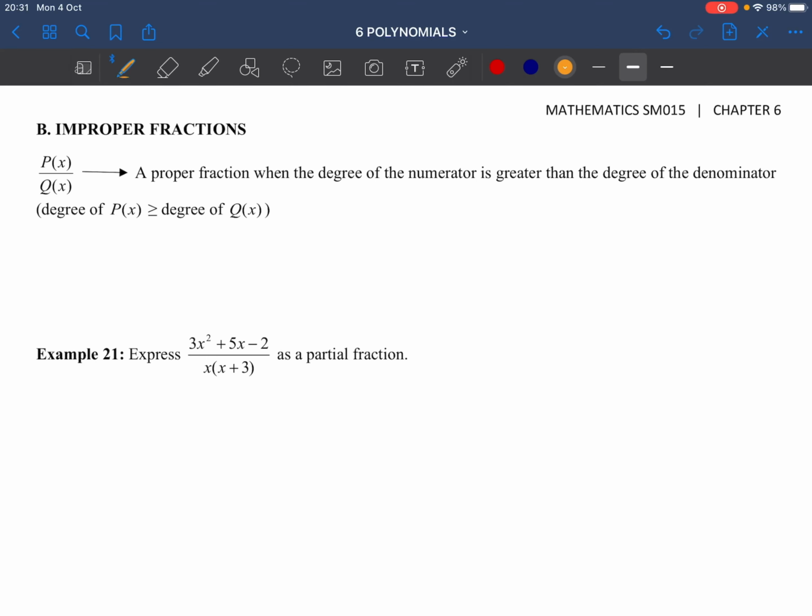So today we are on the last part for chapter 6, which is improper fraction. By now you should know how to differentiate between a proper fraction and an improper fraction. For an improper fraction, the degree of the numerator is greater than or equal to the degree of the denominator.